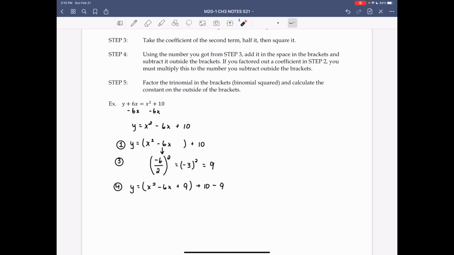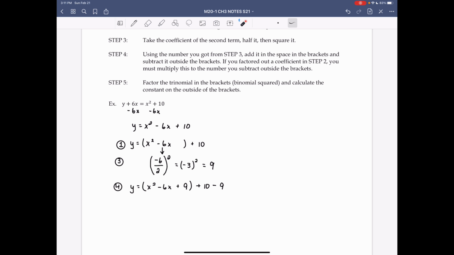The reason we're doing that is because we can't just add 9 to an equation and have it be the same equation. So to negate that, we subtract 9. If we add 9 and subtract 9, then we're really doing nothing. So it's a way to manipulate the equation, but not change it.